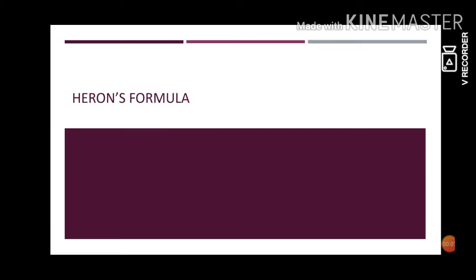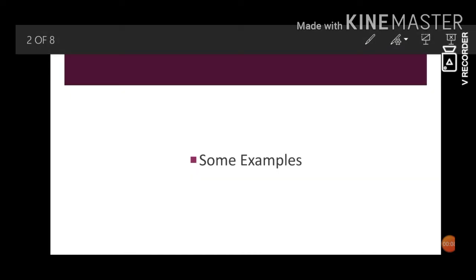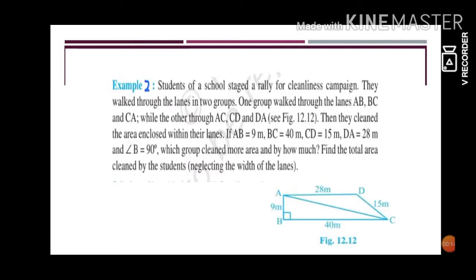Good morning, students. Today we are going to start our 7th lesson on Heron's formula, and today also we are going to discuss two examples. So let us see the two examples. The first example, that is today's first example, and since yesterday this is the second example.